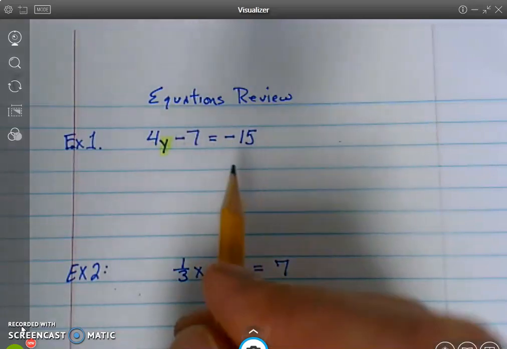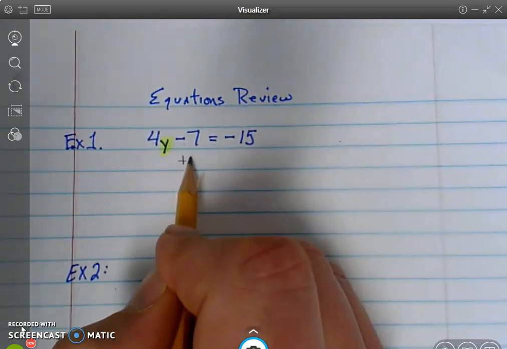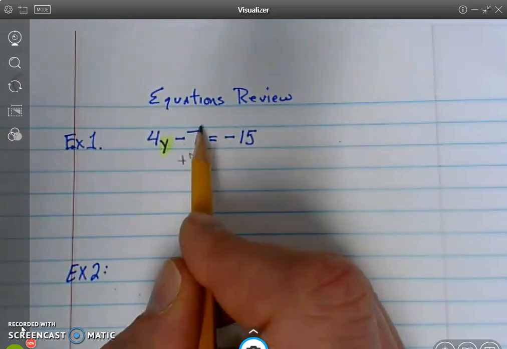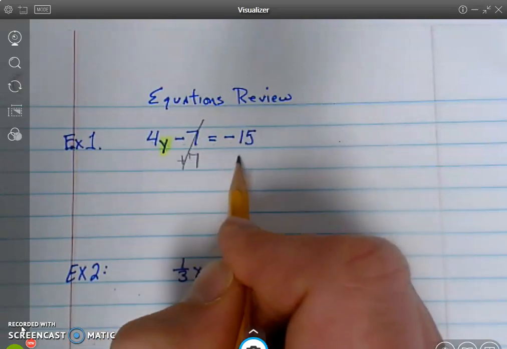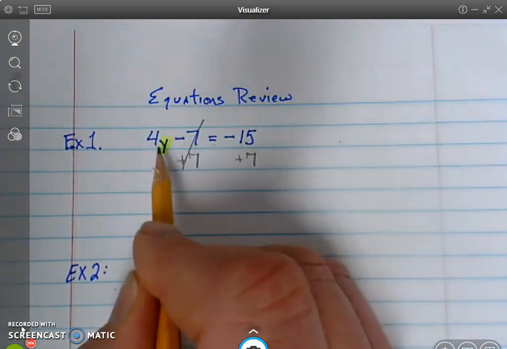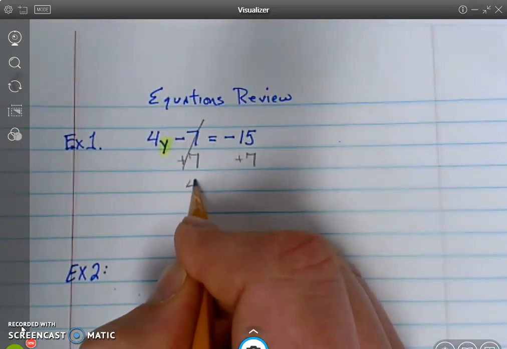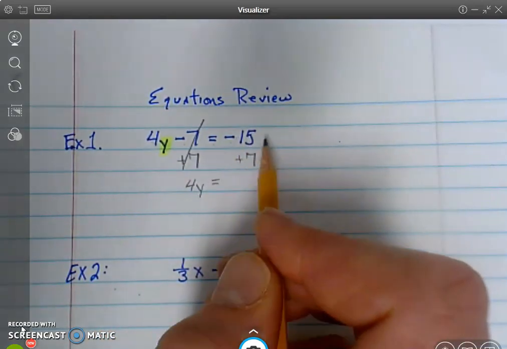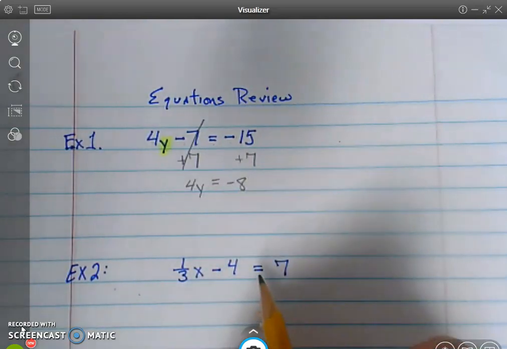It's farthest away here. So the opposite of minus 7 is going to be to add 7. And I recognize negative 7 plus 7 will give me 0. Now, to follow my rules, I have to remember to do that on both sides. So, negative 7 plus 7 is 0. That leaves me with 4y equals negative 15 plus 7. I can use a calculator or I can do this in my head. That is definitely going to give me negative 8.